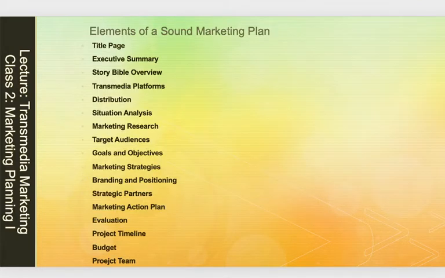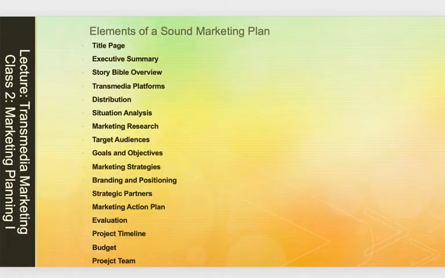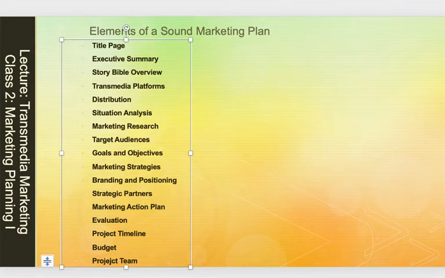Oh boy, here are all the elements of a marketing plan. Now, I don't want you to freak out because honestly, some of this stuff you've already written. Yay. Okay. So don't get scared, but this is what goes into a marketing plan. Title page, executive summary, story Bible overview, transmedia platforms, distribution, your situation analysis, marketing research, target audiences, goals and objectives, marketing strategies, branding and positioning, strategic partners, marketing action plan, evaluation, project timeline, budget, and project team. There we go. So let's go through these.